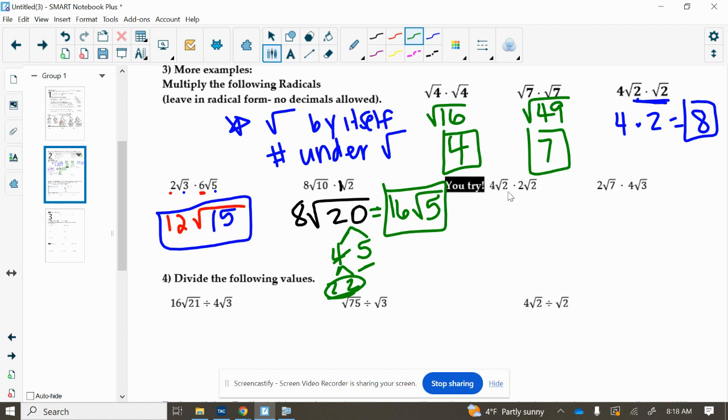Right, try the next one on your own. We have 4 square root 2 times 2 square root 2, and 2 square root 7 times 4 square root 3.